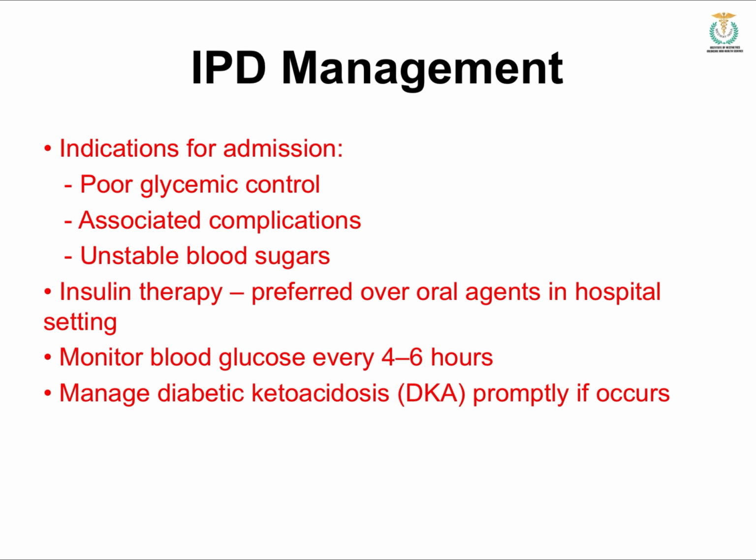IPD management, when do we have to admit the patient? When the patients have a poor glycemic control, complications like preeclampsia or ketoacidosis, when there is unstable sugars or the readings are very high. In such cases, you can admit the patient. In hospital, we prefer insulin therapy over any oral drugs. So we monitor sugars every 4 to 6 hours and adjust the insulin accordingly. And if ketoacidosis occurs, manage aggressively with IV insulin, fluids, and electrolytes, and also monitor the fetus closely. So our goal is to stabilize the mother before the delivery.